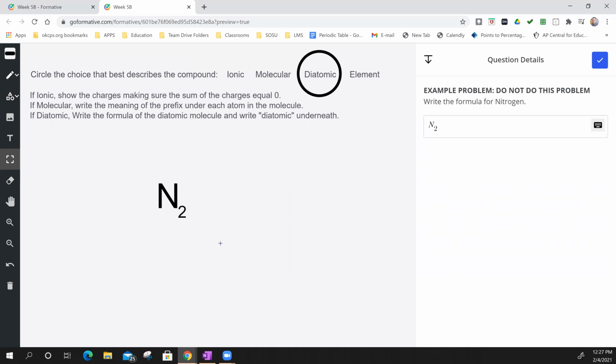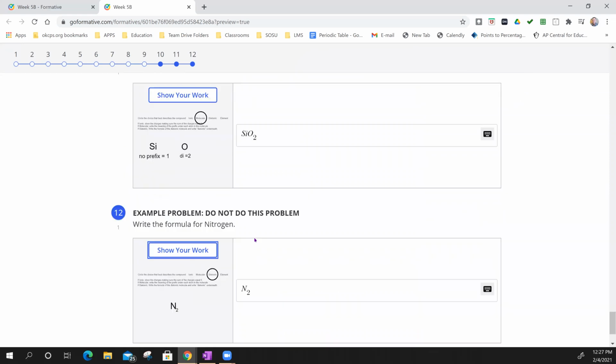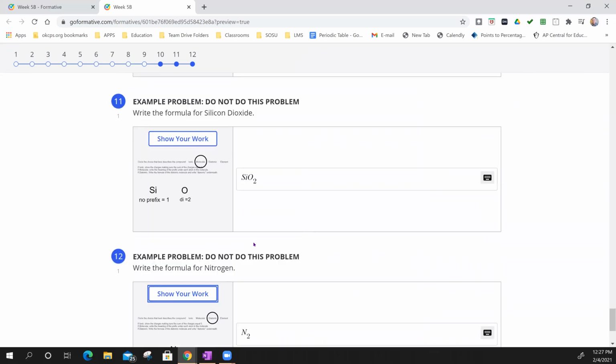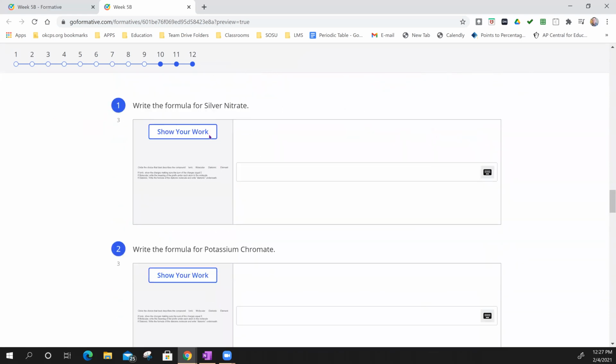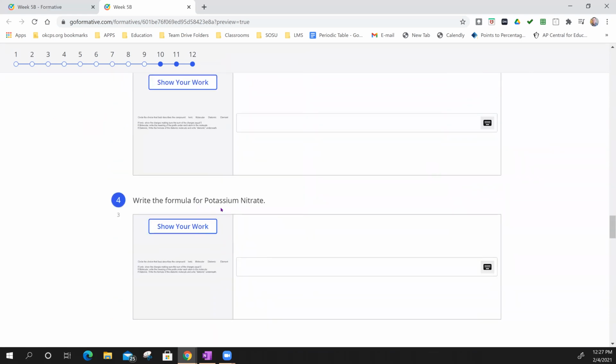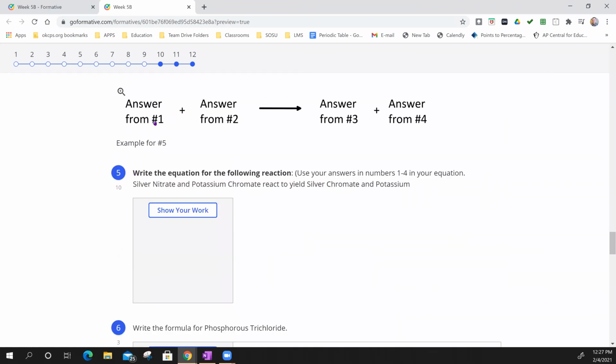So you do have to show your work. You do have to do these example problems. I want you to do them as part of your notes. So you work them with me in the video, and you get points for doing them as well. And what you're going to do today is work on numbers 1 through 9. When you look at numbers 1 through 4, you're going to put those together in a reaction in number 5. So this is what number 5 should look like.